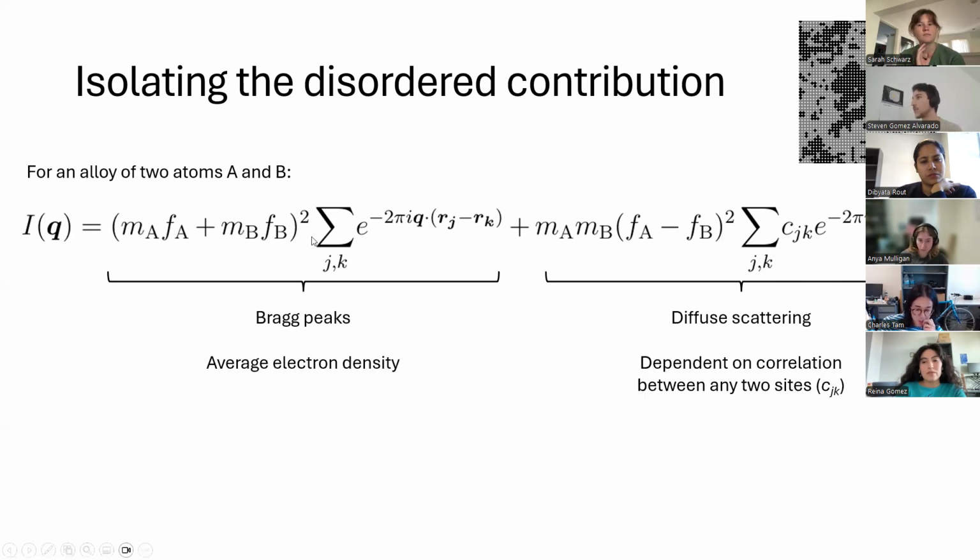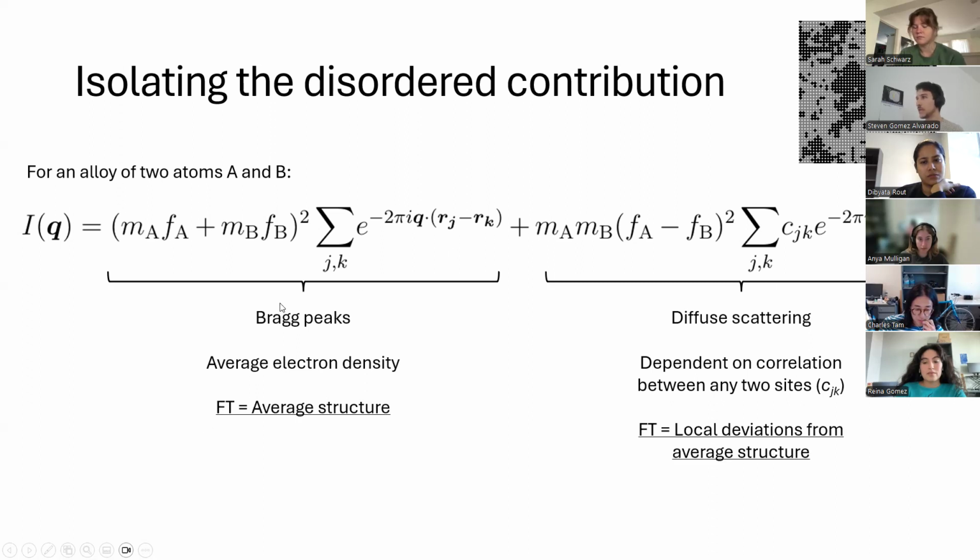So again, this term provides the diffraction from the average electron density, and then this term only appears when there's correlations between any two sites, as there would be, say, in this picture. And then the Fourier transform of these individual components would give us the average structure, and this component would give us deviations from the average structure, okay?